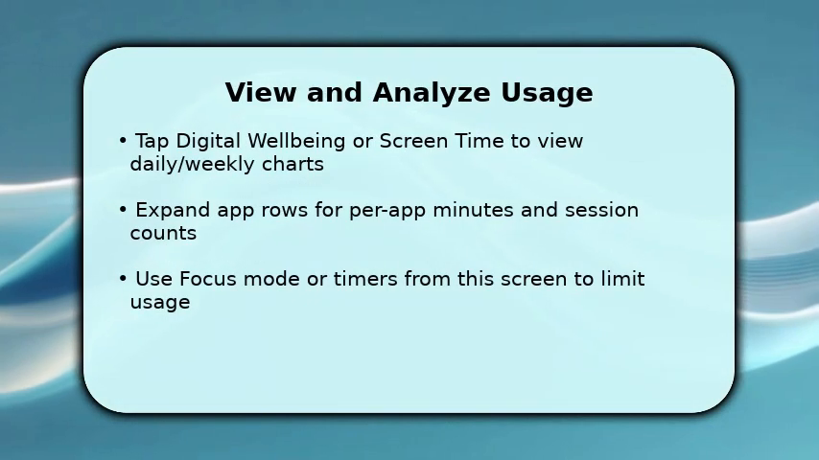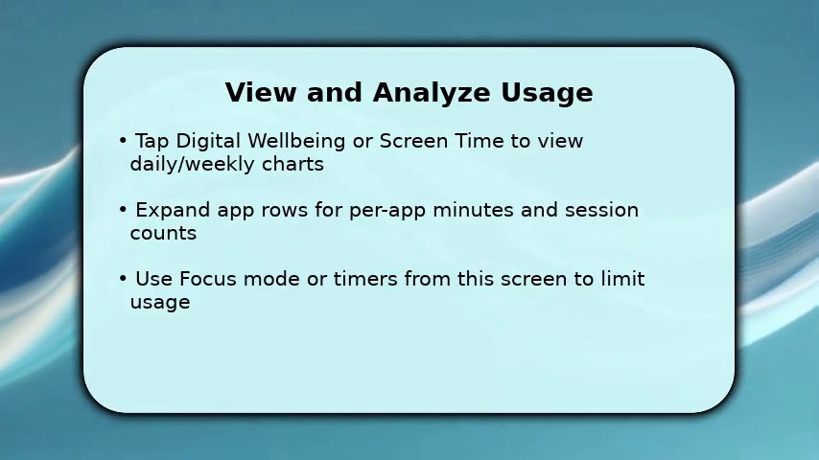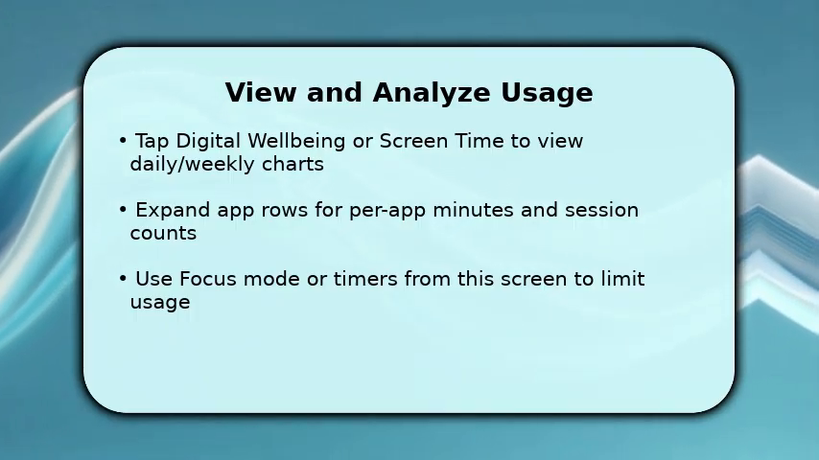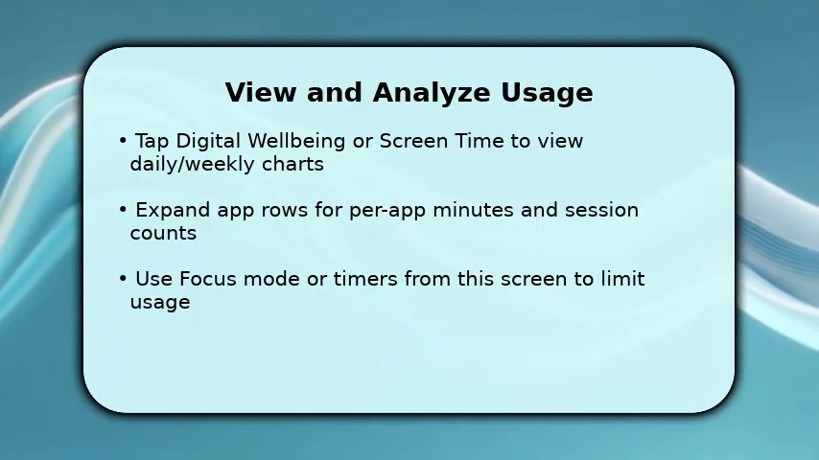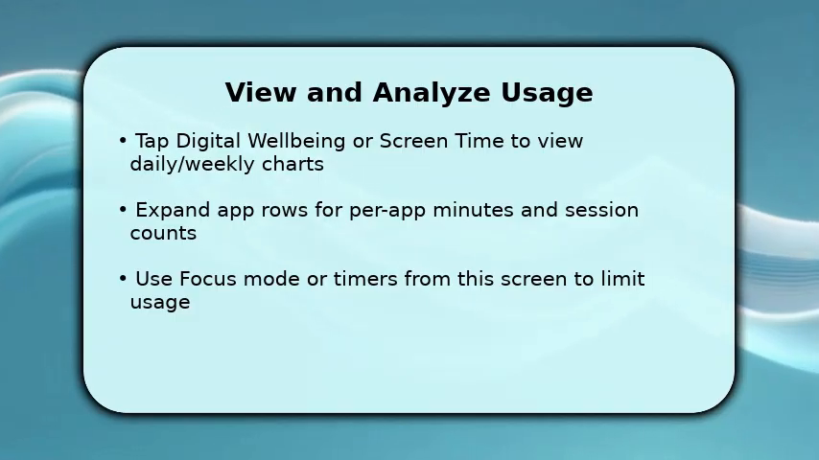Now open Digital Wellbeing or Screen Time and observe the dashboard. You'll see daily and weekly charts showing total minutes and unlocks. Tap each app to expand its row and view detailed session counts, foreground time, and notifications. This shows how each app contributes to your total.